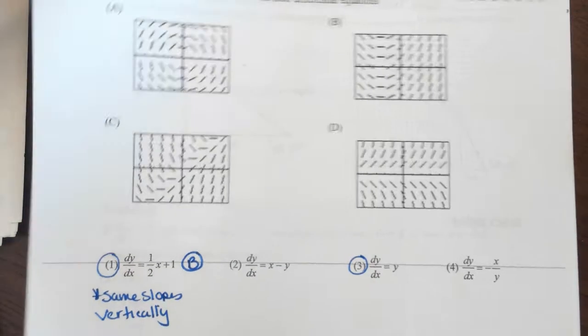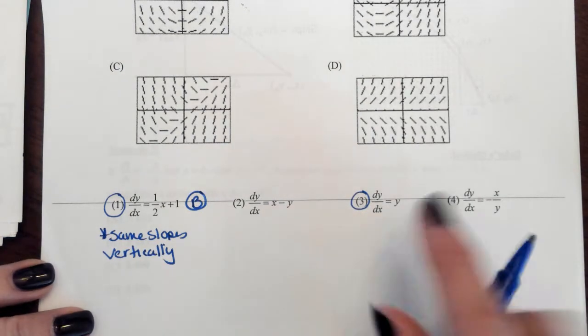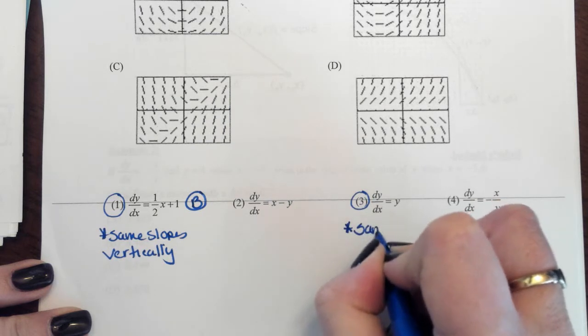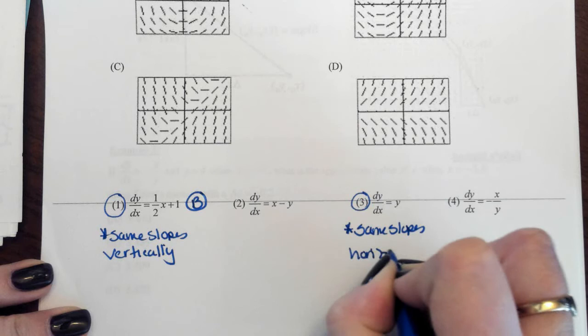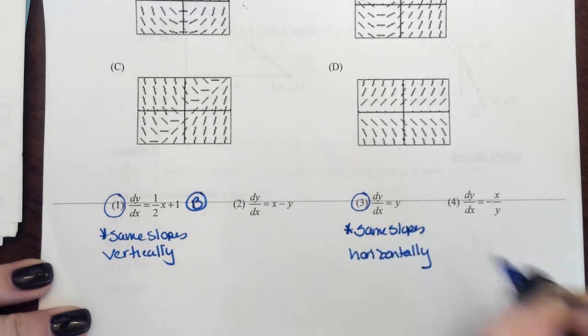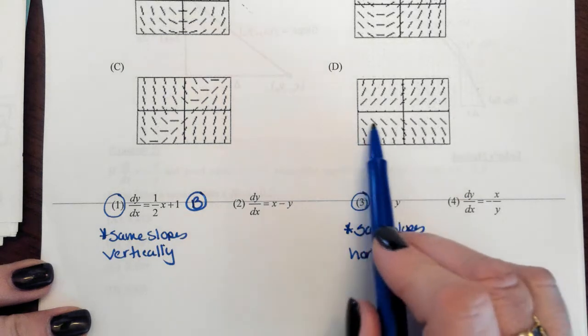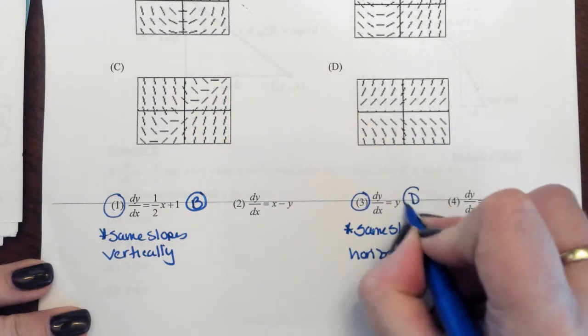When you look at number 3, notice you have just a y in this differential equation. So you want to look to see which of your slope fields have the same slopes horizontally. So the only one that has the same slopes going horizontally, notice, is option D. So this has to be D.